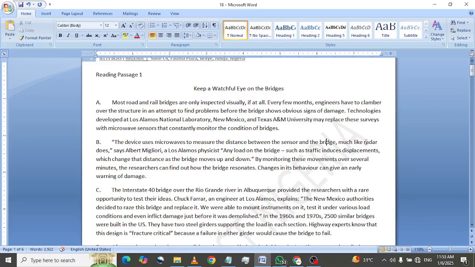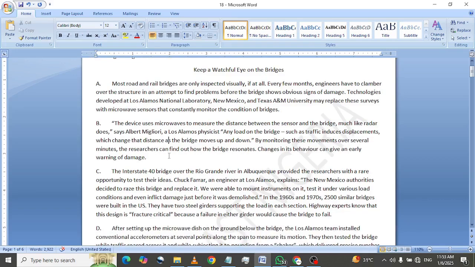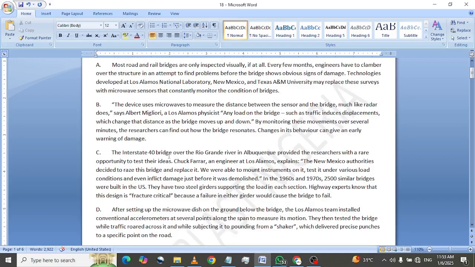We have bridges here. Let's see whether we have anything about test. Okay, we have changes here, and the point to move. Okay, there is nothing like test here. So that means the paragraph is not related to that particular sentence. Now let's check C.